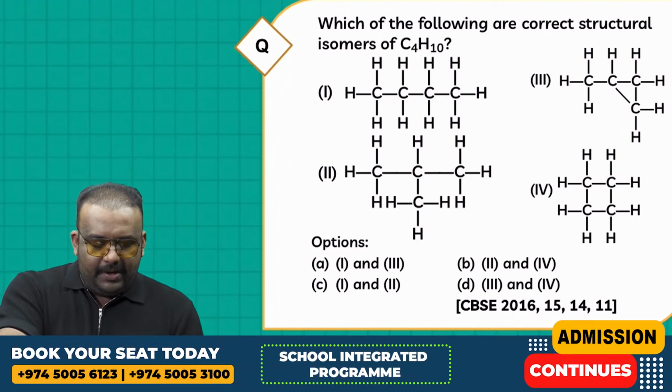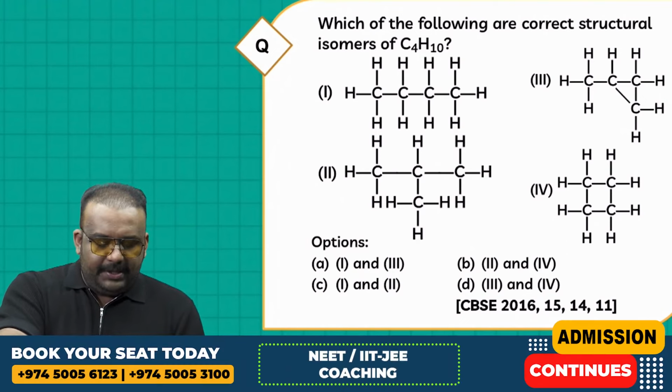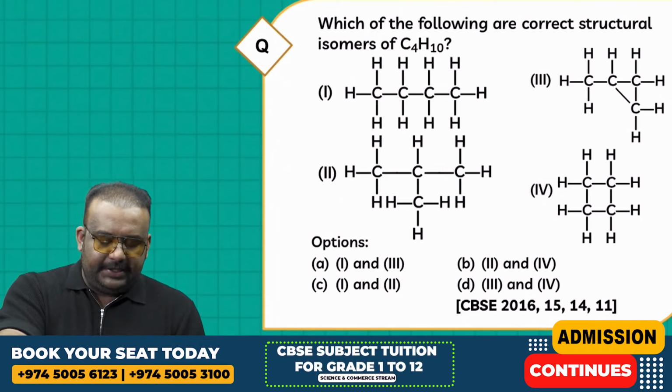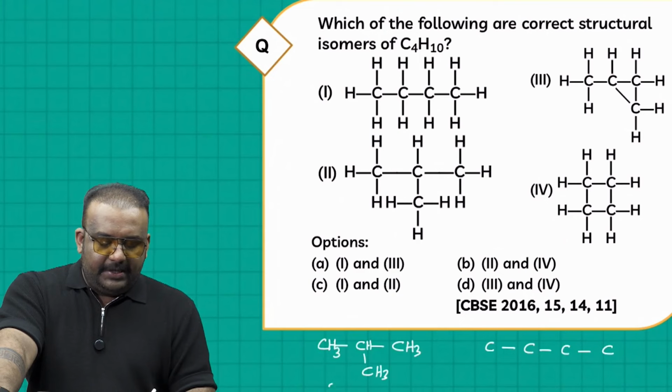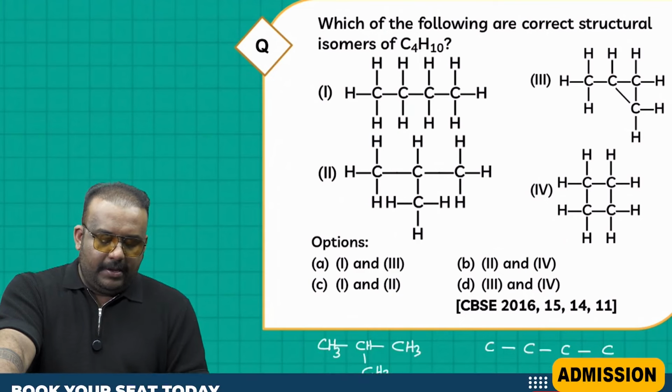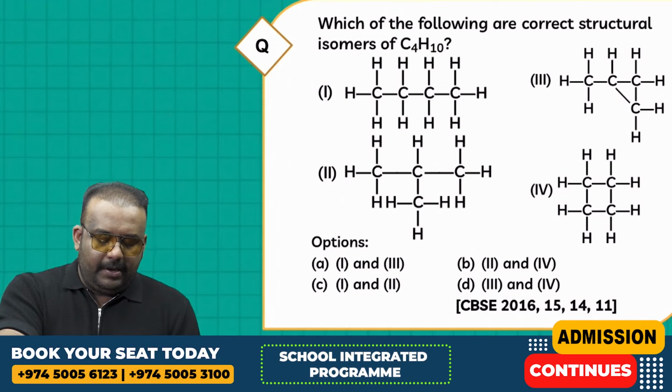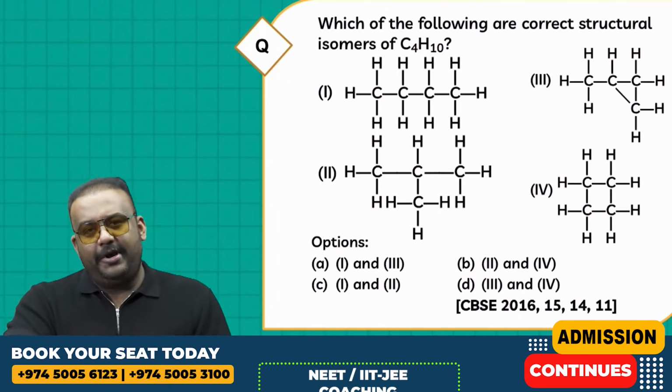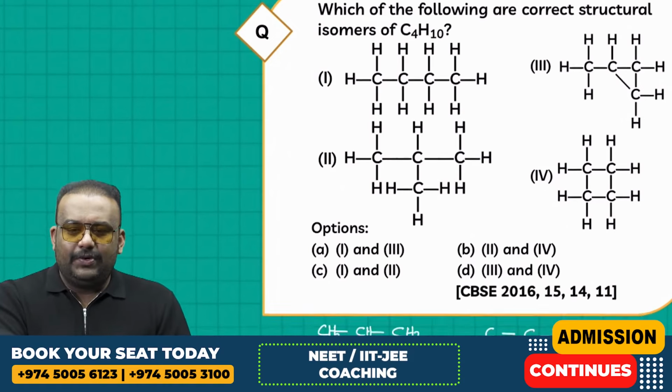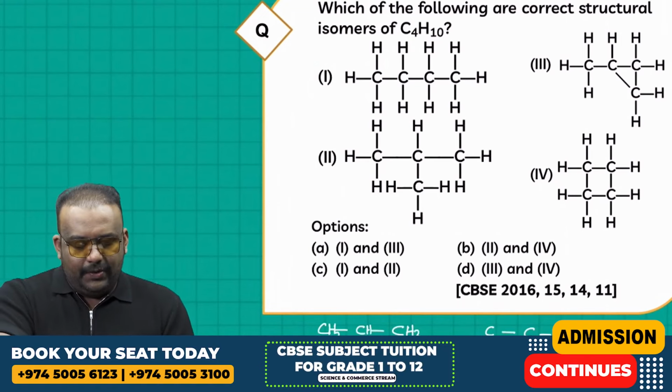So this compound will have the structure like this: CH3, CH, CH3, CH3. And you know that this compound is called 2-methylpropane, or in common names we can call it isobutane.